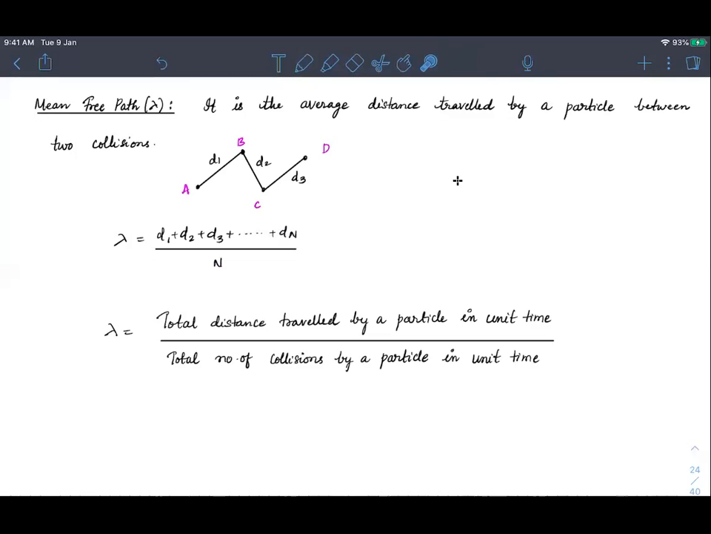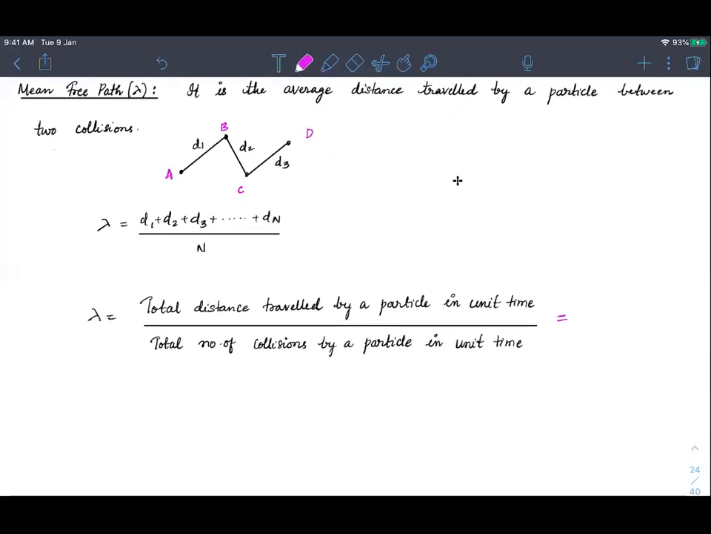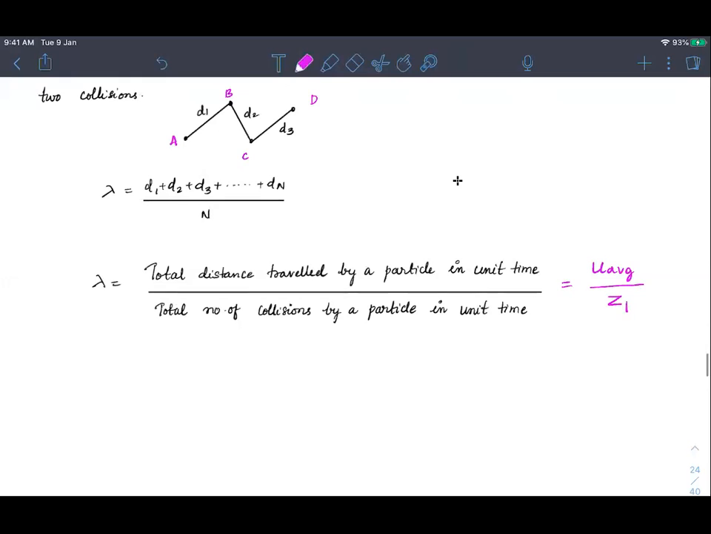Okay. अच्छा, average distance per unit time कितना distance cover होता है? Average distance per unit time. We know that that will be same as U average, because per unit time मतलब it would simply be U average, right? That divided by total number of collisions per unit time. Total number of collisions by one particle is Z1. So this was directly asked in JEE as a formula U average by Z1. Remember this. Mean free path can be written this way.